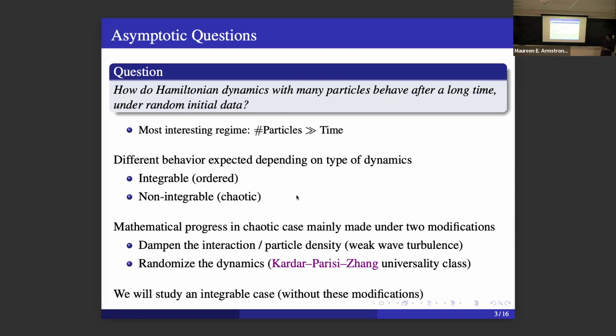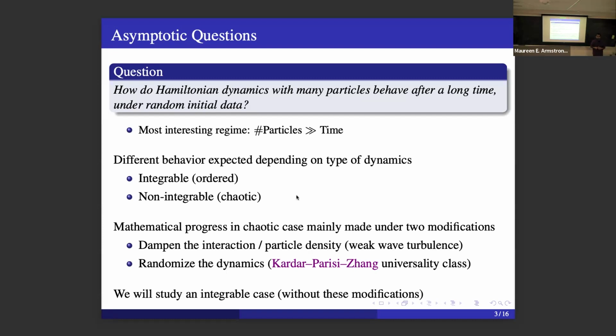Now, different behavior in this model is expected depending on the type of dynamics you look at. By type, I'll be extremely vague. But broadly speaking, whenever you look at dynamical systems, there's a dichotomy between an integrable or ordered system and a non-integrable or chaotic system. I won't exactly define these terms; in fact, it's not just a dichotomy, there's a spectrum between the two. Broadly speaking, integrable means there are a lot of conserved quantities that order the system, and non-integrable is the opposite. But the asymptotic behaviors of these two systems are believed to be fairly different.